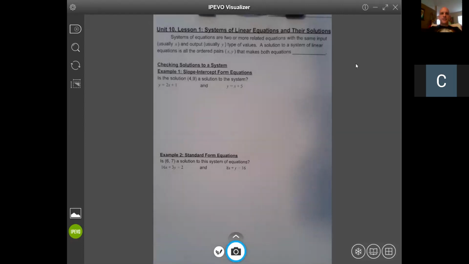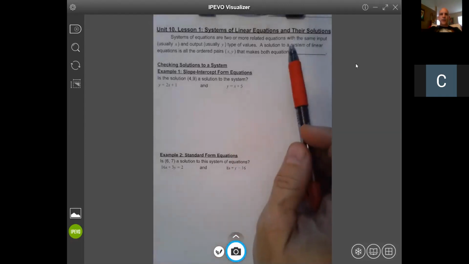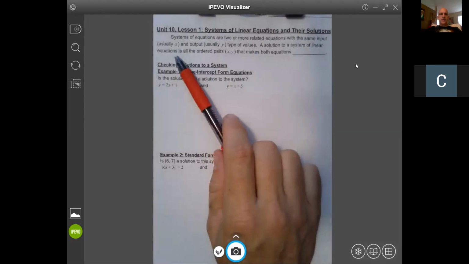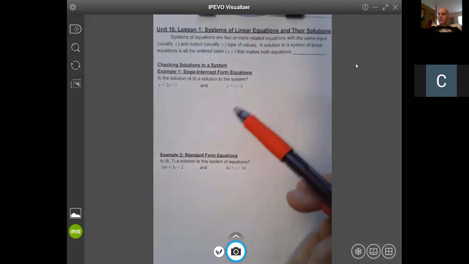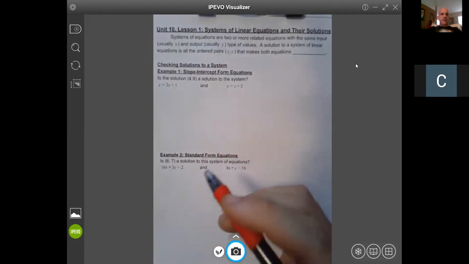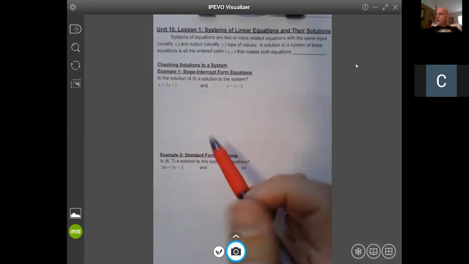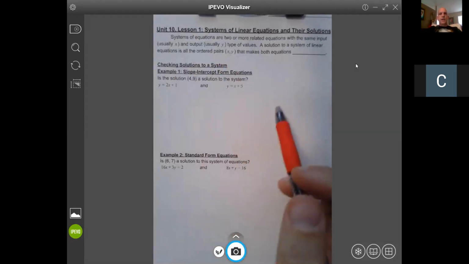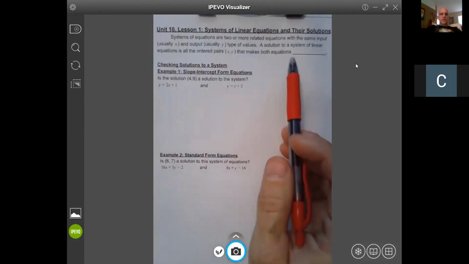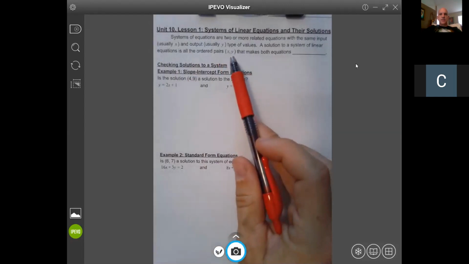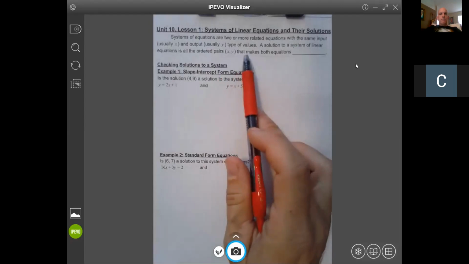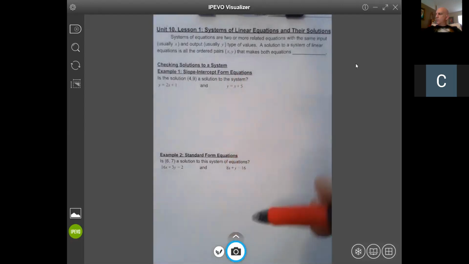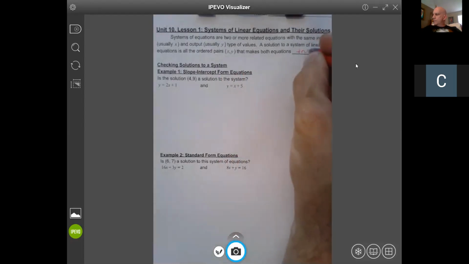So for systems, what we're looking at is two or more related equations with the same input, usually x, and the same output, usually y. If they use different variables, let's say they used t instead of x for the input variable, it would be t in both equations. A solution to a system of linear equations is simply a point, an x, y value, an ordered pair, that makes both equations true.